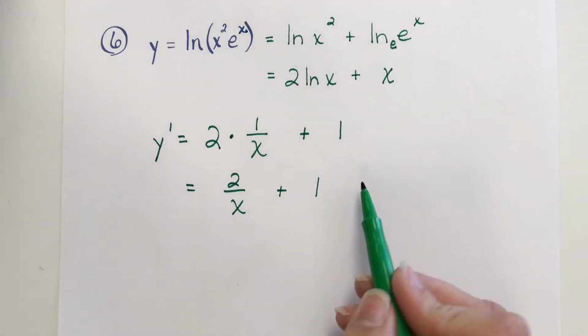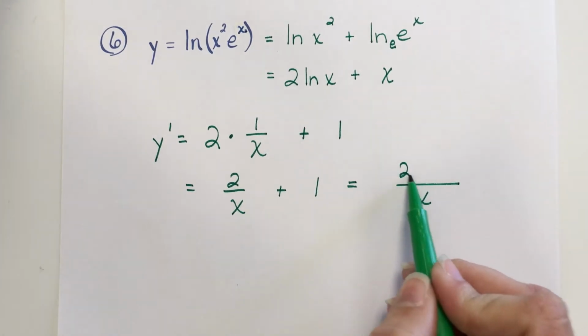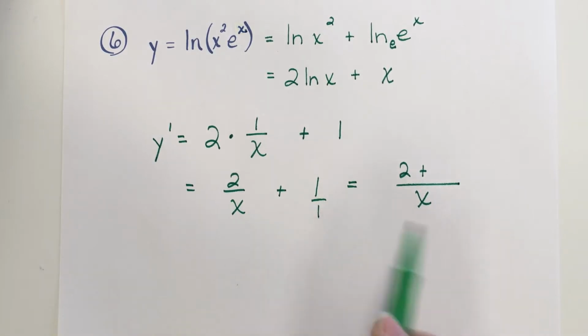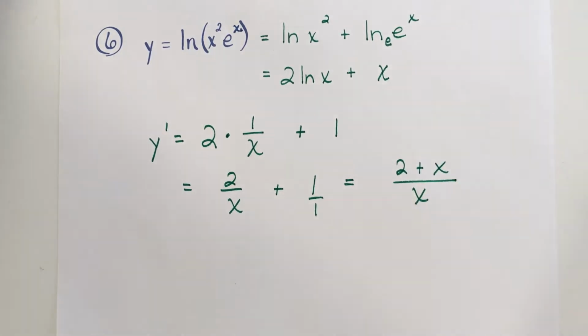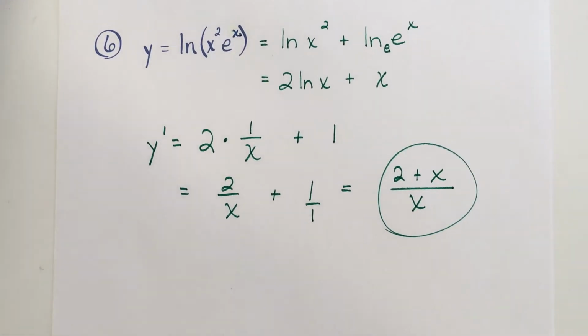Now if you want to get a common denominator, of course your common denominator would need to be x. So since this is 1 over 1, of course to get from here to here you have to multiply by x, so you have to multiply the top times x. So that ends up being your answer. So remember all of your properties and things that you can simplify as well.